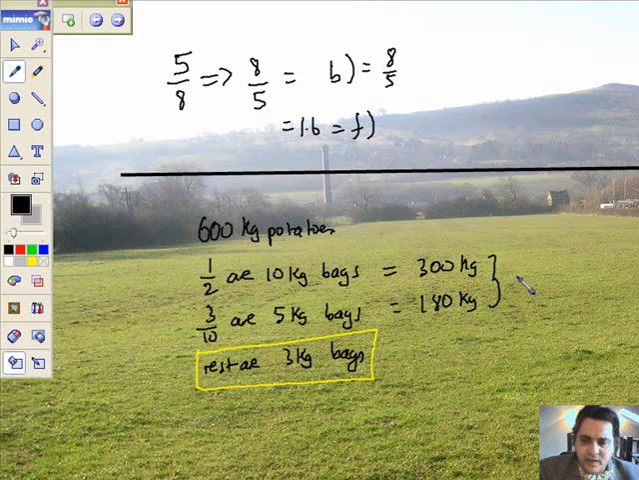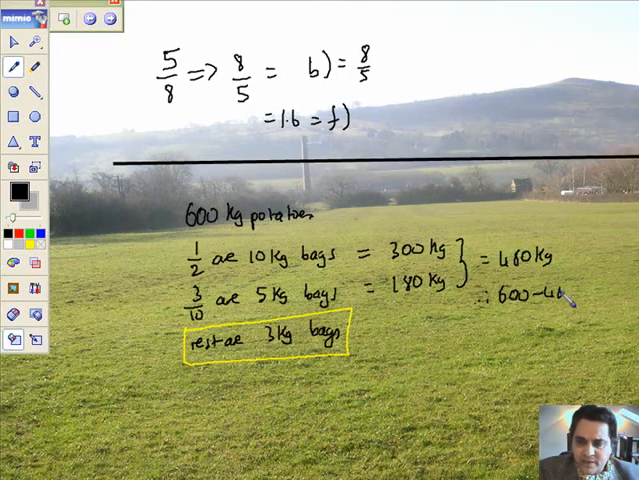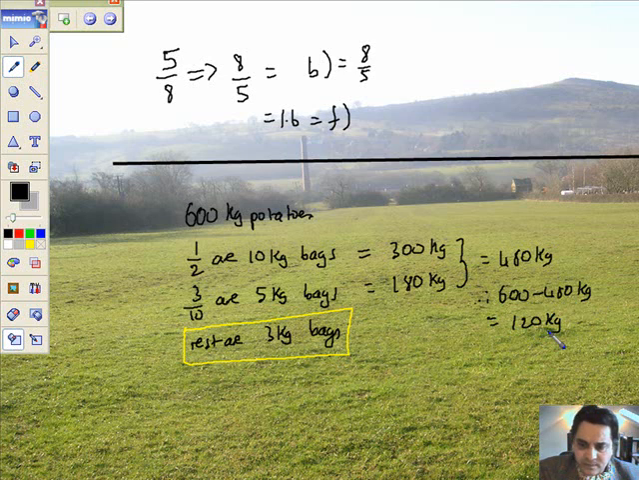Now the total so far is 480 kilograms. Therefore I have 600 minus 480 kilograms, which will give me 120 kilograms. Now each of these 120 kilograms that are left over must be packaged up into 3 kilogram bags. The question is, how many 3 kilogram bags does the supermarket sell?